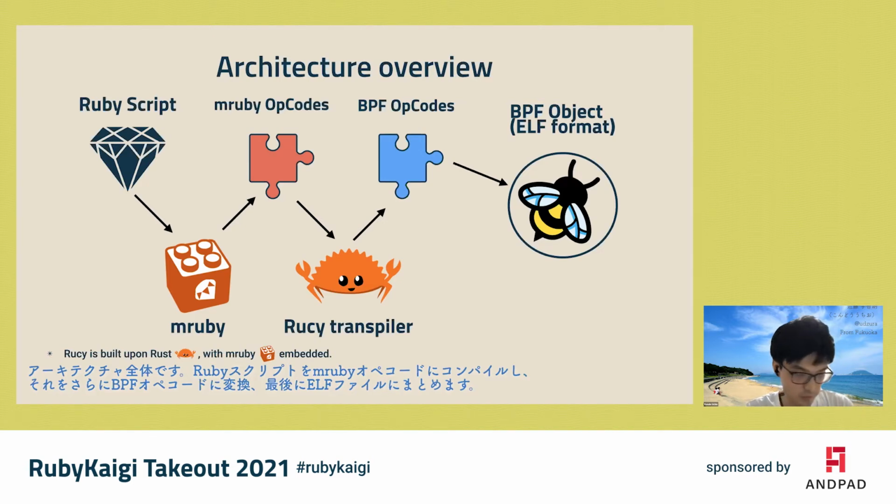First, put your Ruby program into the Ruby parser. Then you can get the opcodes of mruby. Rucy internally interprets these mruby opcodes and extracts the necessary information for the BPF program. By doing so, we have the metadata and the binary representation of the BPF program. The object file of the BPF program should be in ELF format.